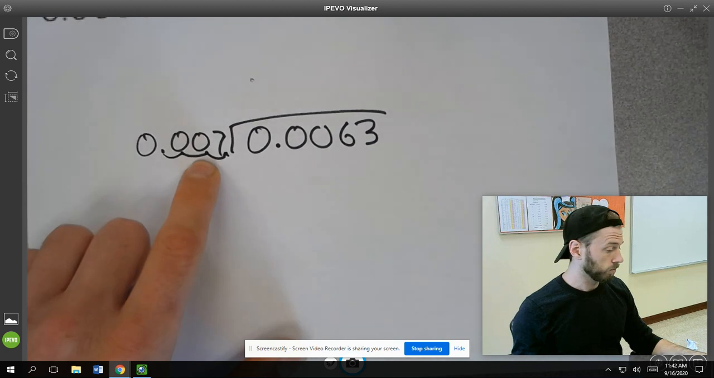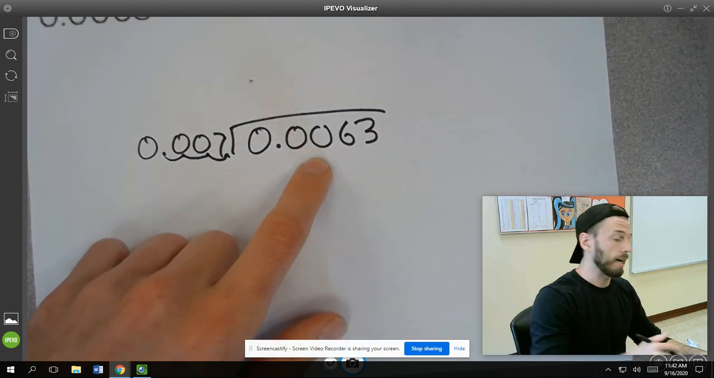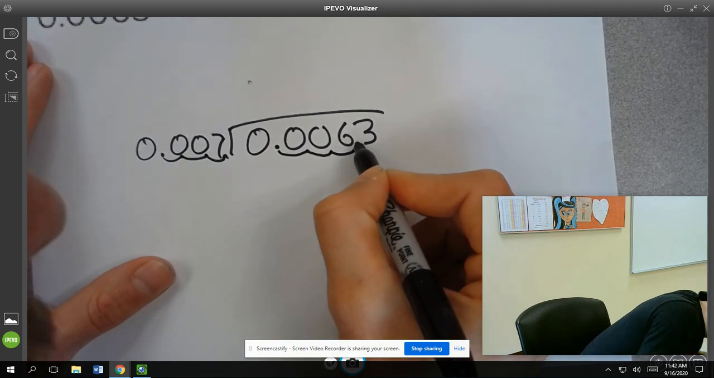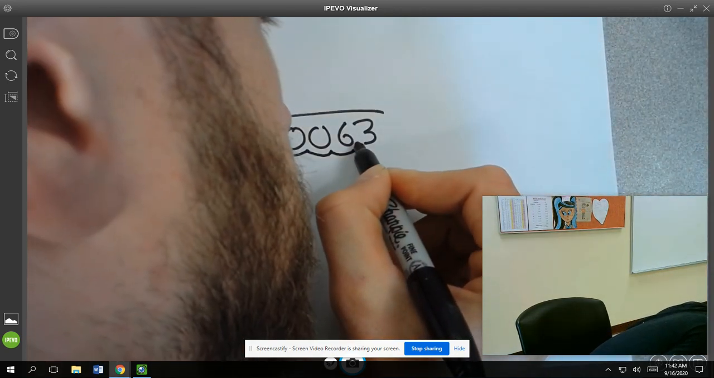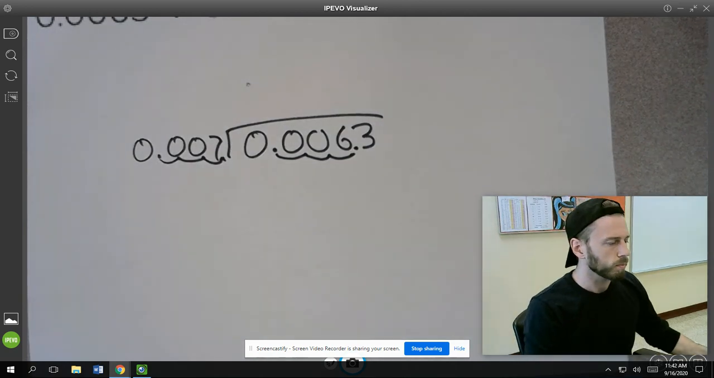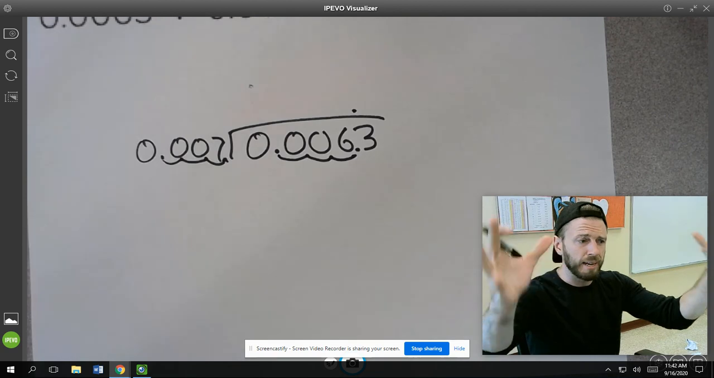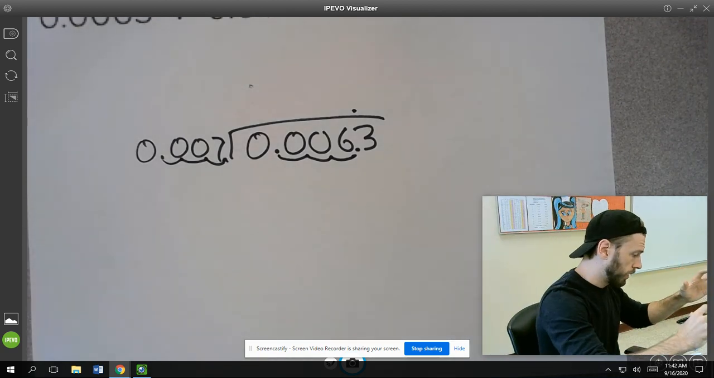So what am I going to do to this guy over here? Same exact thing. Move it over 1, 2, 3 spots. So the decimal would end up being right in between 6 and 3. Right? So I'm going to go ahead and bring that guy right up here. Again, trying to stay organized best I can throughout this whole process.